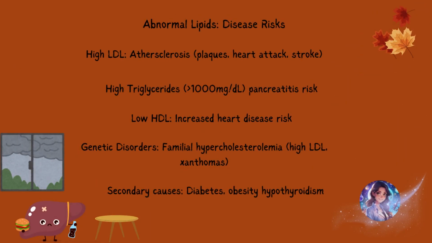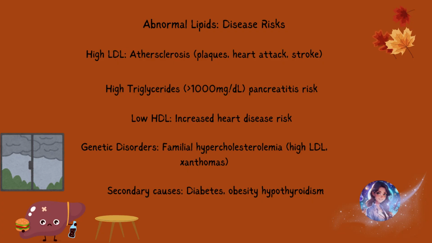Abnormal lipid levels and diseases. When lipids get out of whack, we're talking serious health issues, from heart attacks to rare storage diseases. Let's break it down. High LDL means too much bad cholesterol, forming artery plaques, atherosclerosis that can cause heart attacks or strokes. High triglycerides, over 1,000 milligrams per deciliter, overload the pancreas, triggering acute pancreatitis. That's an emergency. Think severe belly pain.